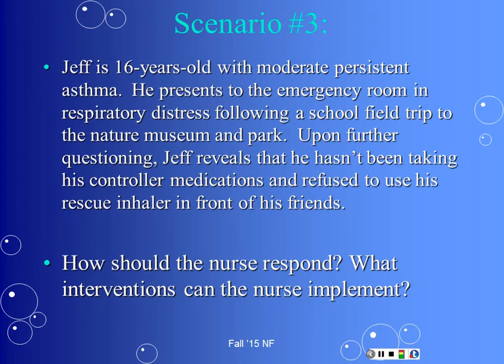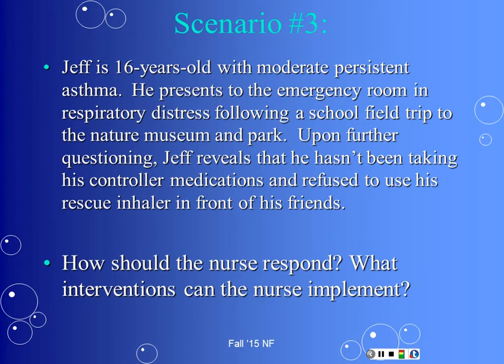Jeff is 16 with moderate persistent asthma. He presents to the ER in respiratory distress following a school field trip to the nature museum and park. Yeah, they went out to a herd museum and had a lot of fun. Upon further questioning, Jeff reveals that he hasn't been taking his controller meds and refused to use the rescue inhaler in front of his friends.